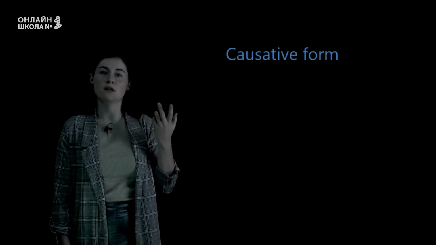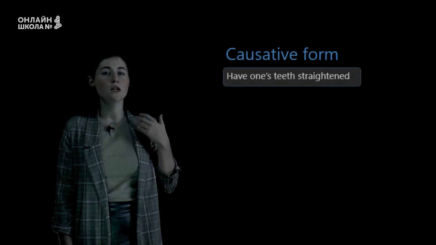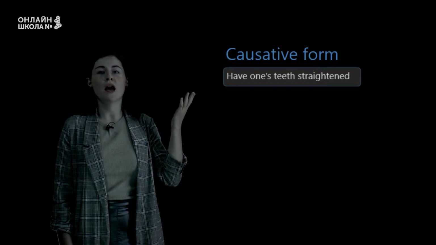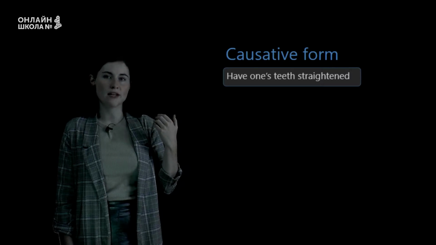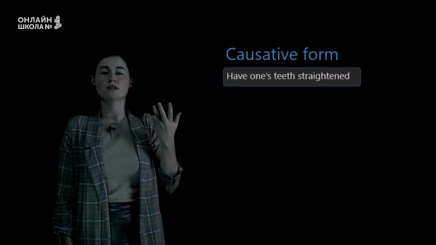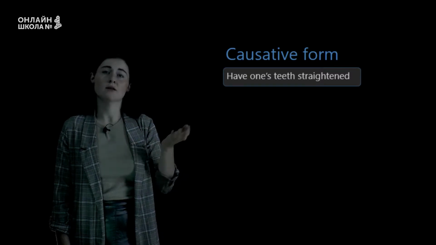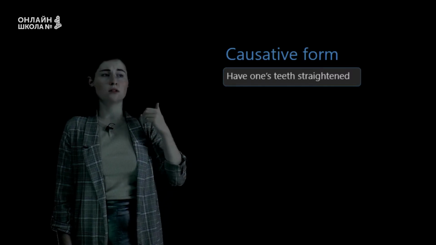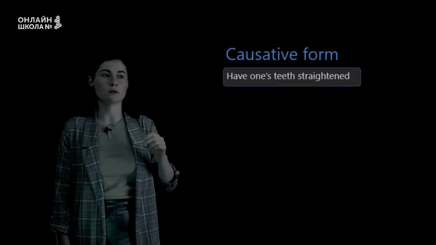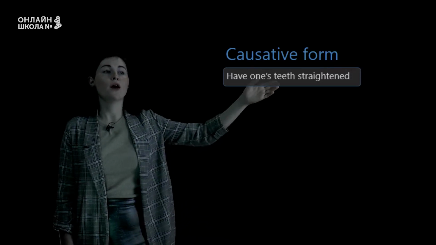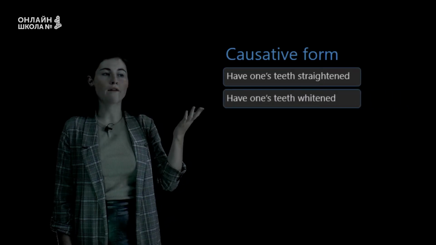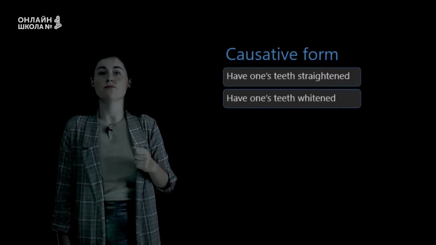Let's look at some examples. Какие части тела в себе мы можем изменить? Давайте подумаем. We can have one's teeth straightened. Мы можем выпрямить зубы. Вместо слова one's в данном случае можно поставить любое притяжательное прилагательное. Например, если я говорю про себя, я буду говорить I have my teeth straightened. Если я говорю про свою подругу, я скажу, что she has her teeth straightened. Next, have one's teeth whitened. Отбелить зубы.